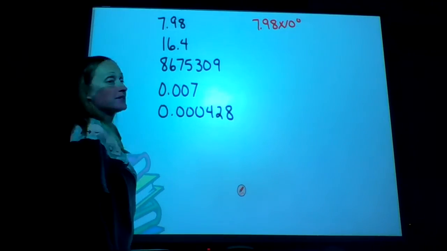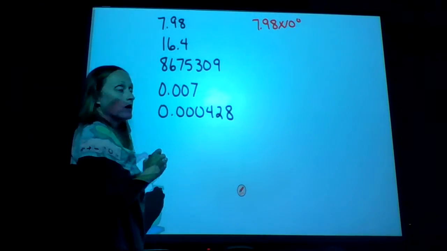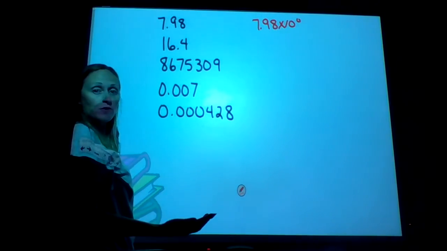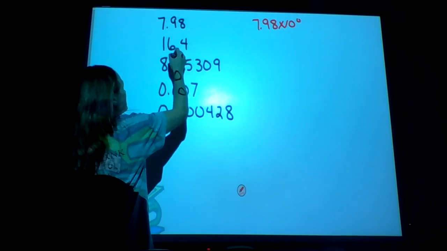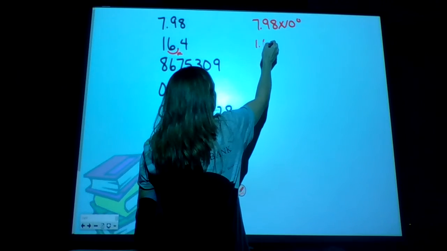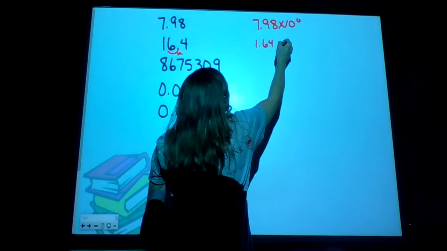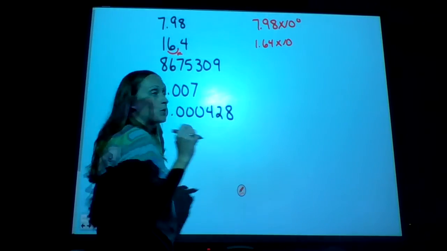Let's take a look at our next example. We have 16.4. Since our number is greater than 1, that means we're going to move our decimal point to the left one place. So now we're going to go 1.64 times 10. And how many places did we move it? 1.